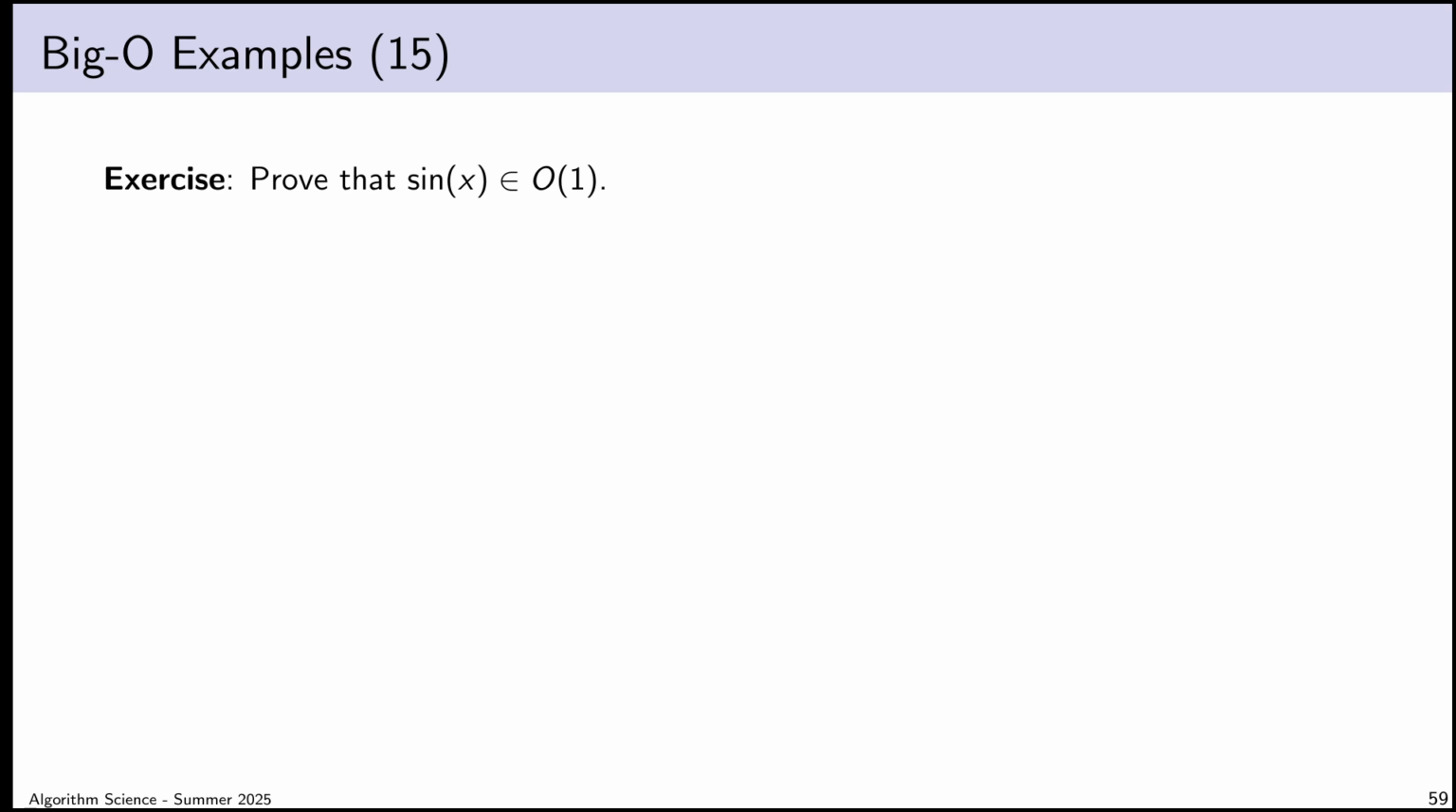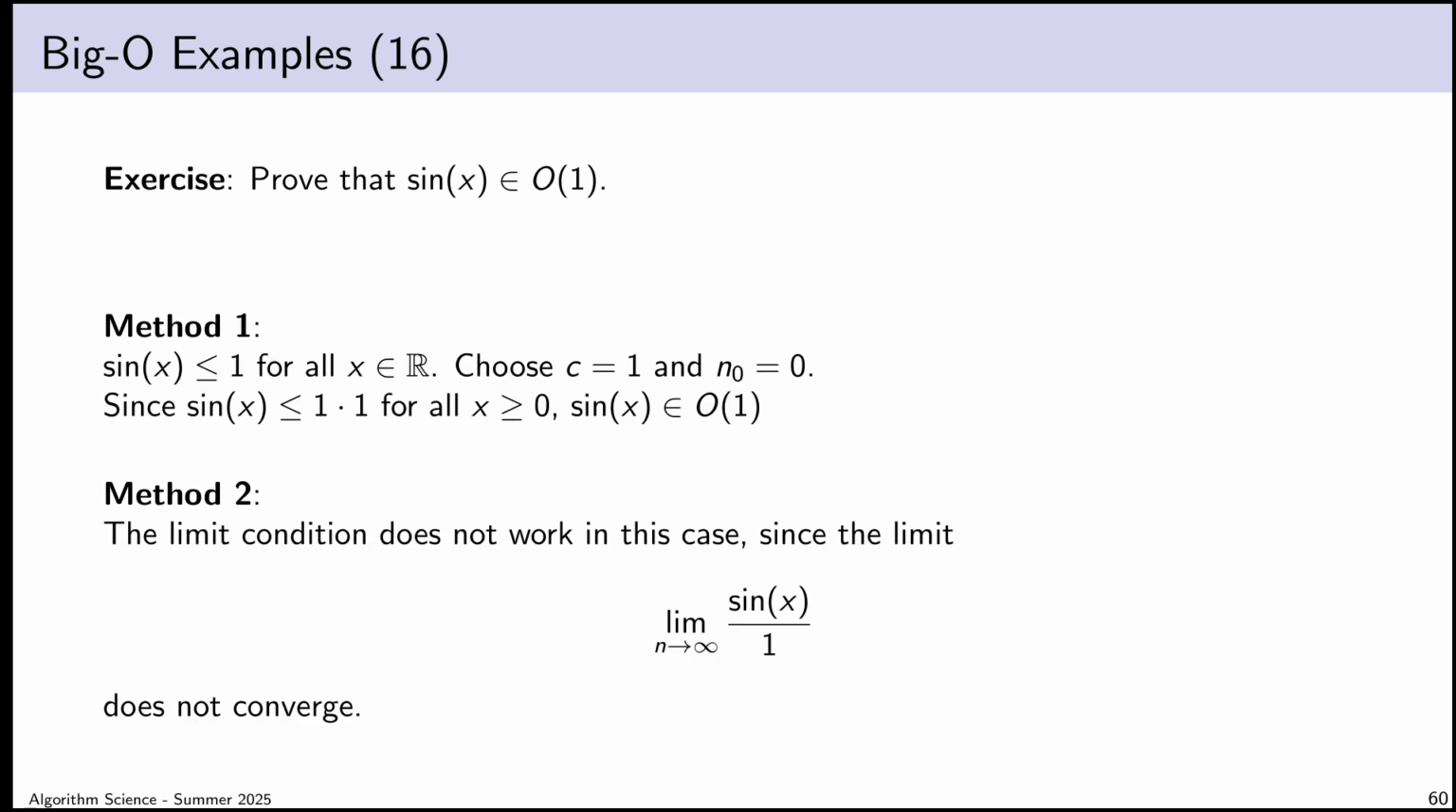Prove that sine x is big O of a constant. Prove that sine x is actually big O of 1. We should understand that this has to be true because we know that sine x is always less than or equal to 1. So how do we do that? Okay, well here are two things we could try. Method 1 works. We do basically the same thing we did in the last exercise. We just choose c and n naught. We use the definition, but we can't do it with the limit.